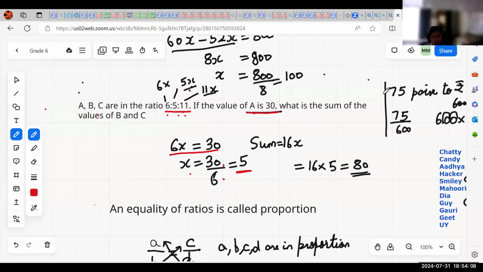All right. Now B and C will be 5x plus 11x, that is 16x. So 16x means 16 into 5, that is equal to 80.